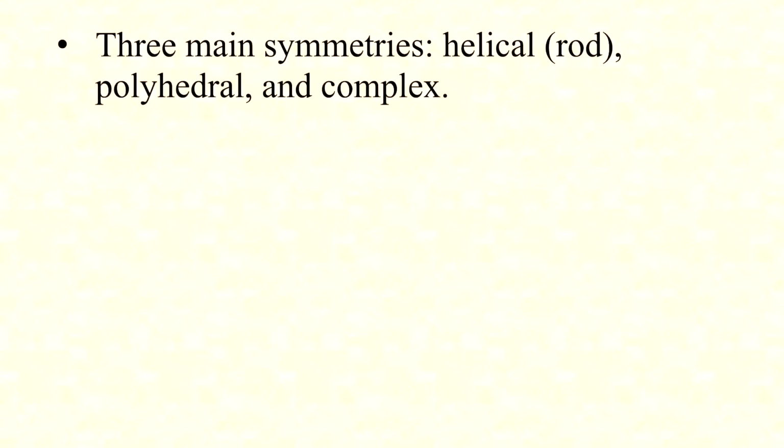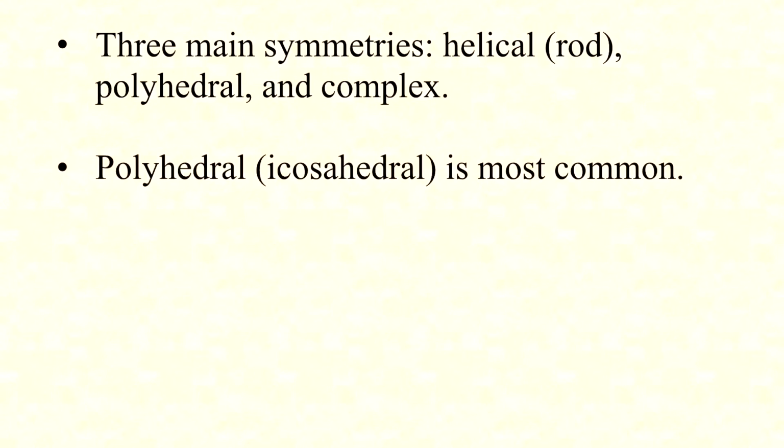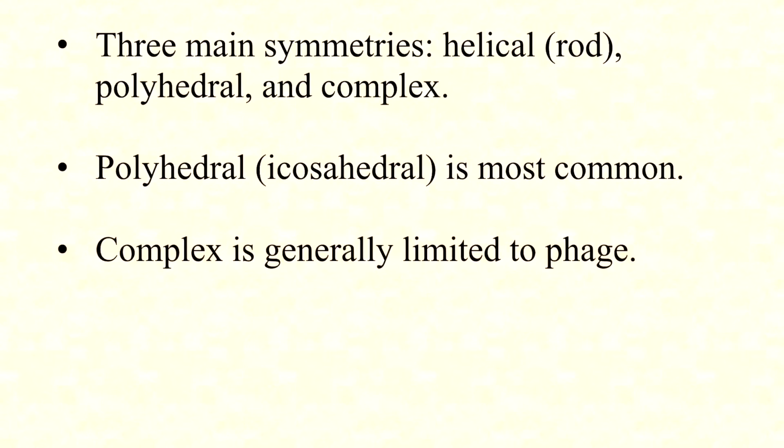So let's summarize all that we've learned about viral symmetry. Three main symmetries: helical, which sometimes casually is called a rod. Don't use that term on an exam. Polyhedral, most commonly the icosahedron, and then complex. The icosahedron is most common. Complex is generally limited to phage.